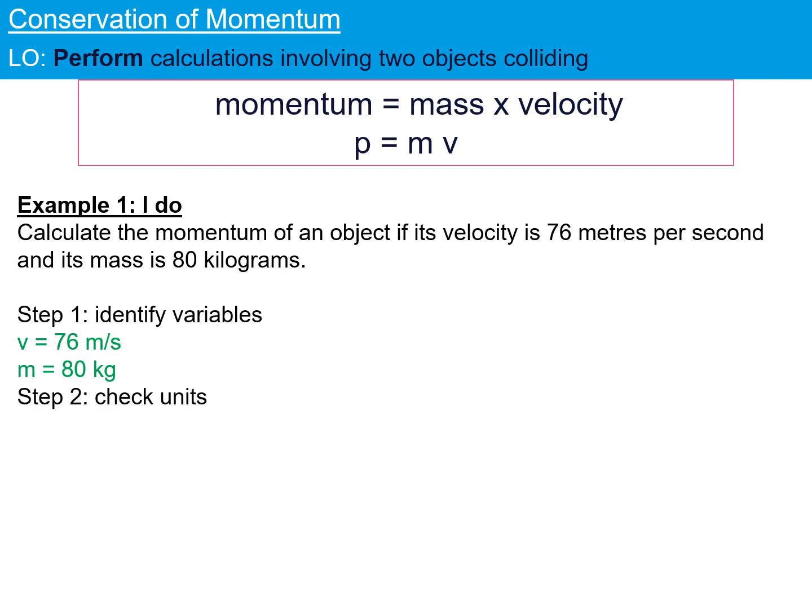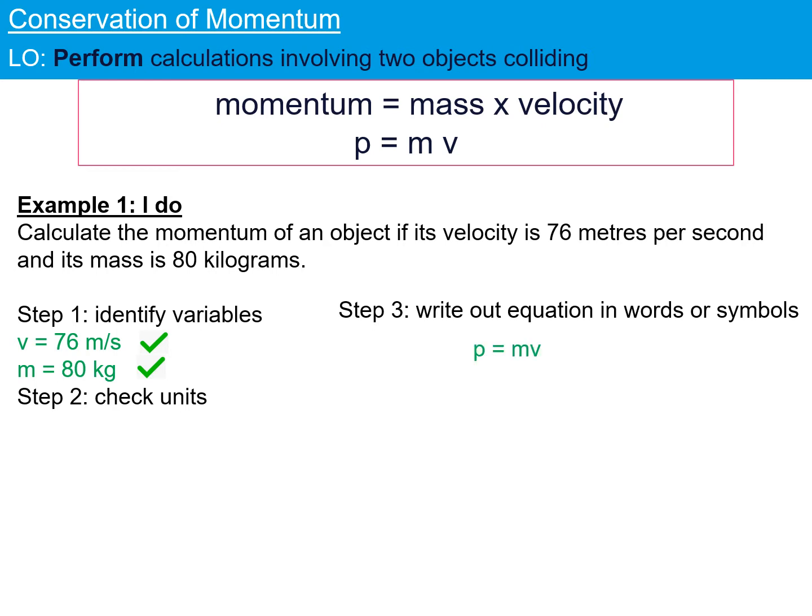Next, we need to check our units. The units for velocity are meters per second, so they don't need to be converted. And the units for mass are kilograms, so they don't need to be converted. Step 3, we write out the equation in words or symbols. So here the relevant equation is momentum is mass times velocity. More often than not, we'll write as P equals mv. Step 4, substitute the numbers. So we need to substitute 80 for the mass and 76 for the velocity.